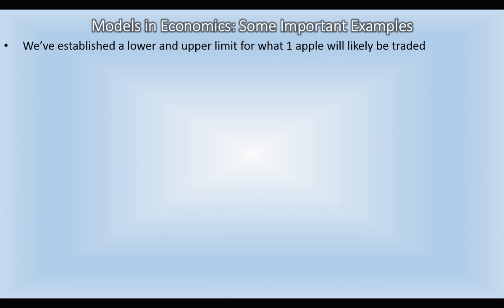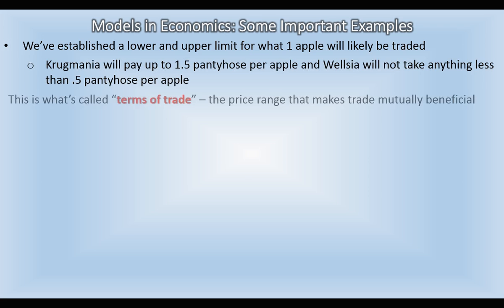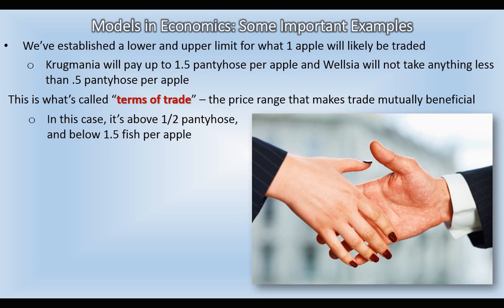apple. So we've established a lower and an upper limit for what one apple will likely trade for, either 1/2 a pantyhose or at most 1.5 pantyhose. So Krugmania, again, will pay up to 1.5 pantyhose per apple, and Wellesley will not take anything less than half a pantyhose per apple. So this range is what's called the terms of trade, the price range that makes trade mutually beneficial. So in this case, it's above half a pantyhose and below 1.5 pantyhose per apple. I should have said pantyhose, not fish there.